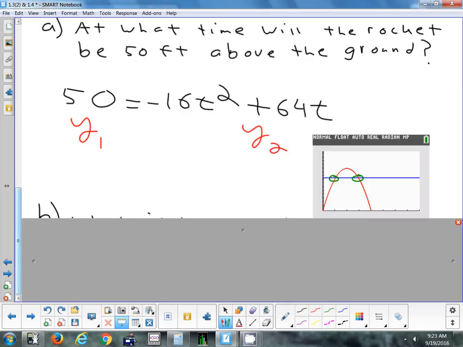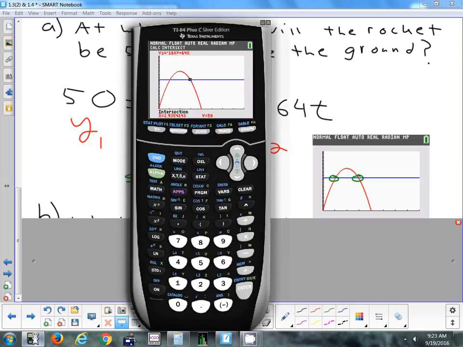So if you want the object above 50 feet, your time has to be less than or equal to 2.94 seconds, but it also has to be greater than or equal to, anybody get that other intersection?